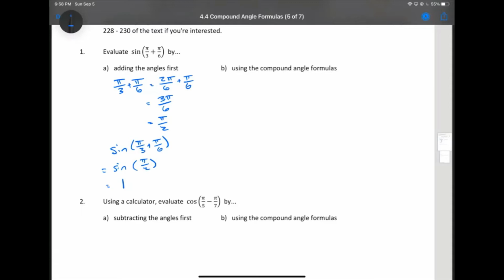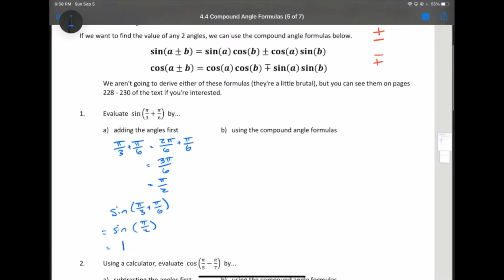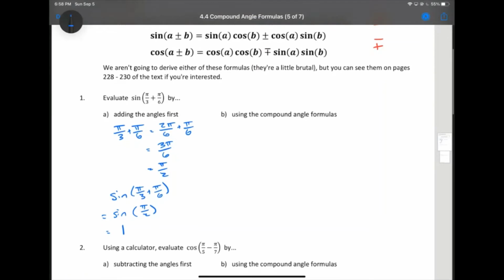Now, if we want to use the formula above, I'm going to bring it back onto the screen for a brief moment so we can see it. It would be the sine of pi over 3 plus pi over 6 equals, now we have to do sine of A cos of B, so sine pi over 3 cos pi over 6. And whatever the sign is here at the beginning has to be the same sign over here, so this will be a plus as well. And now it's going to be the cos of pi over 3 sine of pi over 6.